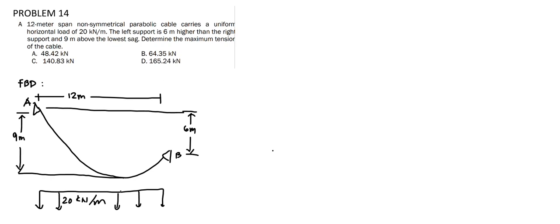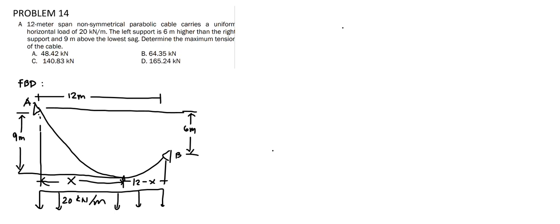Okay, now that we have completed our free body diagram, to determine the maximum tension, I believe we first need to calculate the distance from the left support to the lowest half. Let's call this horizontal distance equal to x. And the remaining distance is equal to 12 meters minus x.